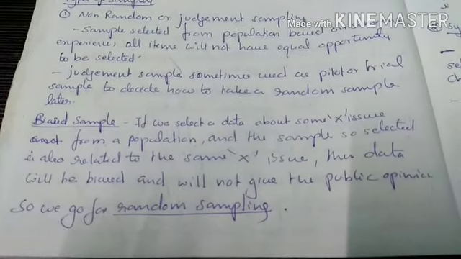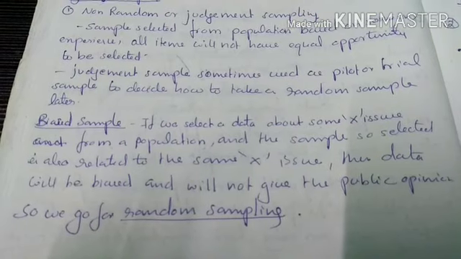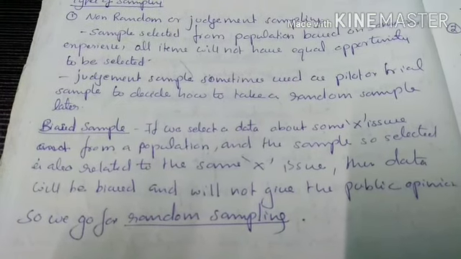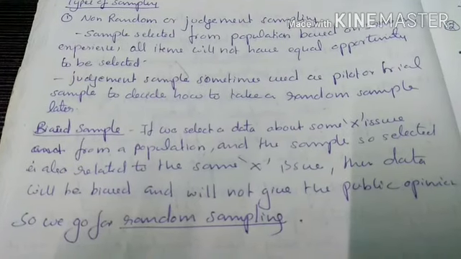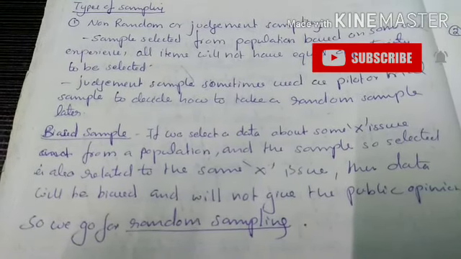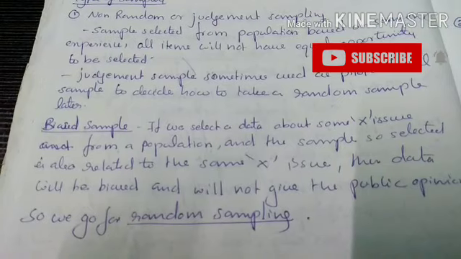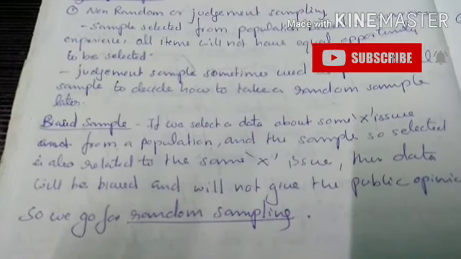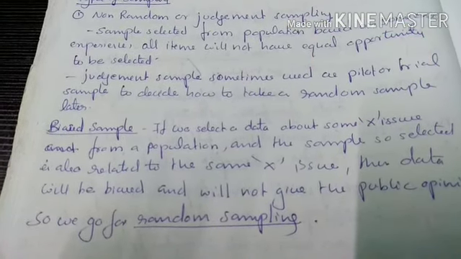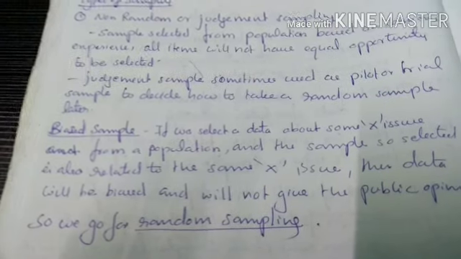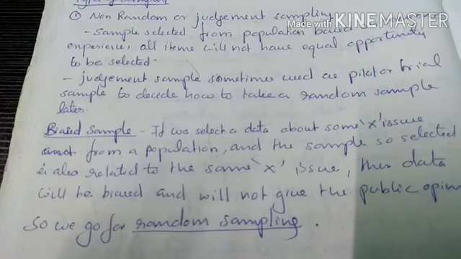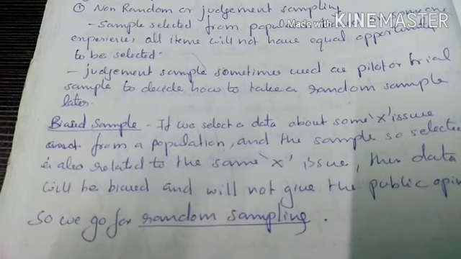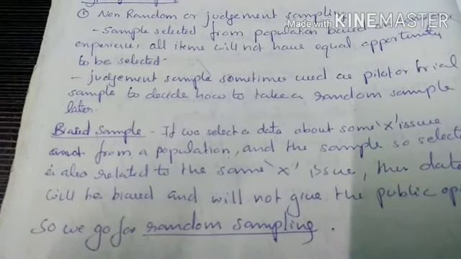Biased sample: if we select data about some X issue from a population and the sample so selected is also related to the same X issue, the data will be biased and will not give the public opinion. So we go for random sampling. The word biased sample itself means the data will be biased. So it will represent only a small portion of the population. So we have to go for random sampling.